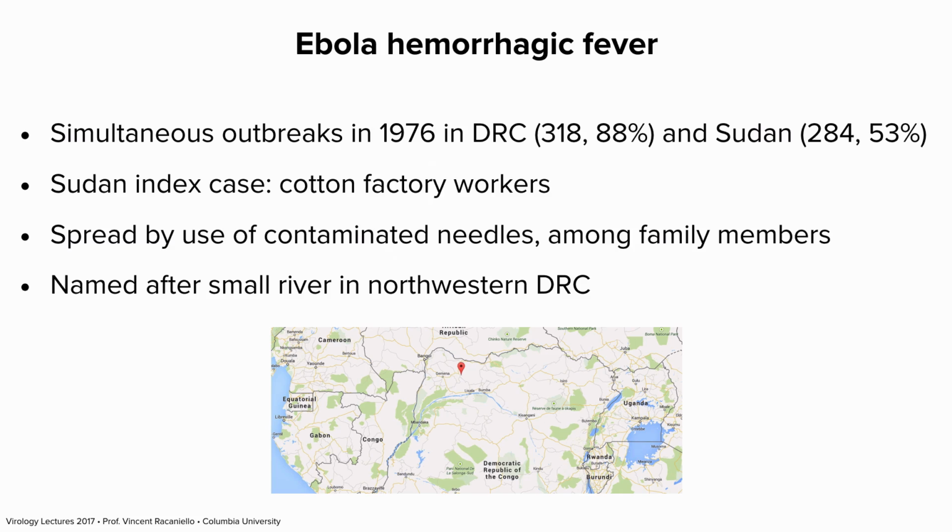So Ebola hemorrhagic fever was first recognized in 1976 in the Democratic Republic of the Congo. There were subsequent outbreaks, simultaneous outbreaks in DRC and Sudan, 318 cases and 284. The percentage is the case fatality in both. The number of deaths divided by the total number of confirmed cases, laboratory confirmed cases. So this is a very high fatality rate, as you can see.